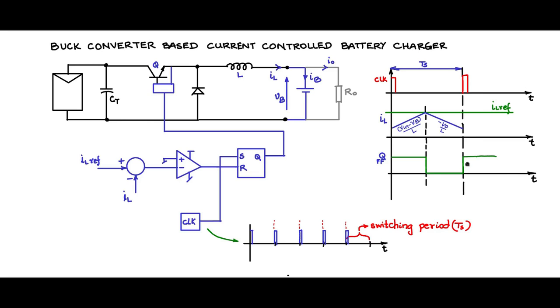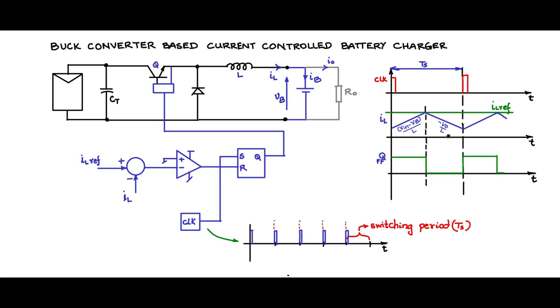And then again at the new cycle, there is a clock coming in. This will trigger the SR latch. Q goes high. The cycle repeats. So you will have the inductor current rising, and then at the point when IL reaches IL ref, there is a change in the slope. So it keeps happening in this fashion.